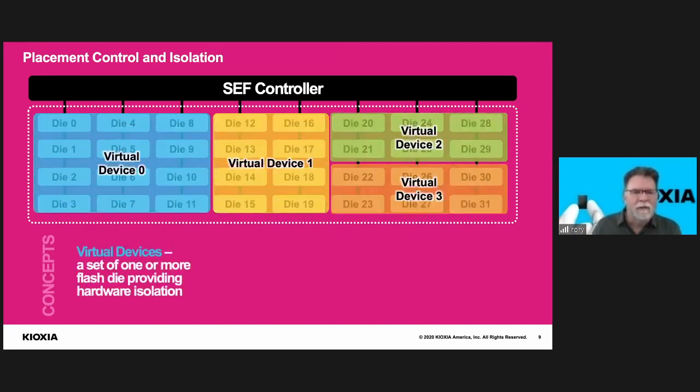The first concept that I will introduce is that of a virtual device. A virtual device is a set of 1 or more Flash die providing hardware-level isolation. An individual Flash die can only be allocated to 1 virtual device.